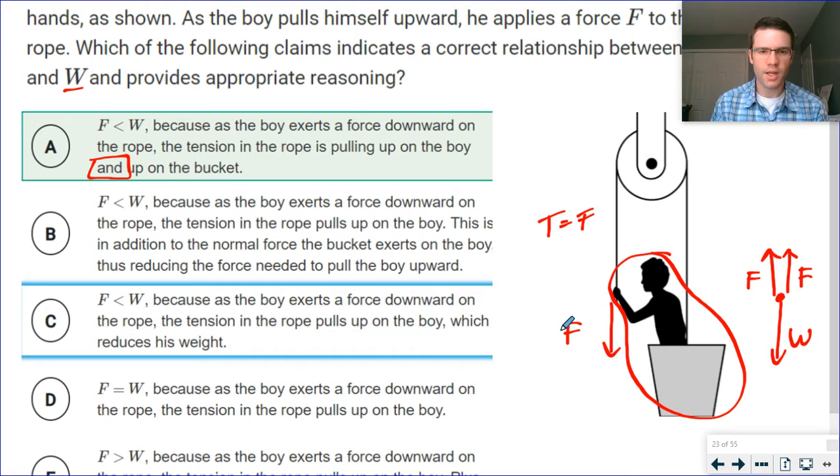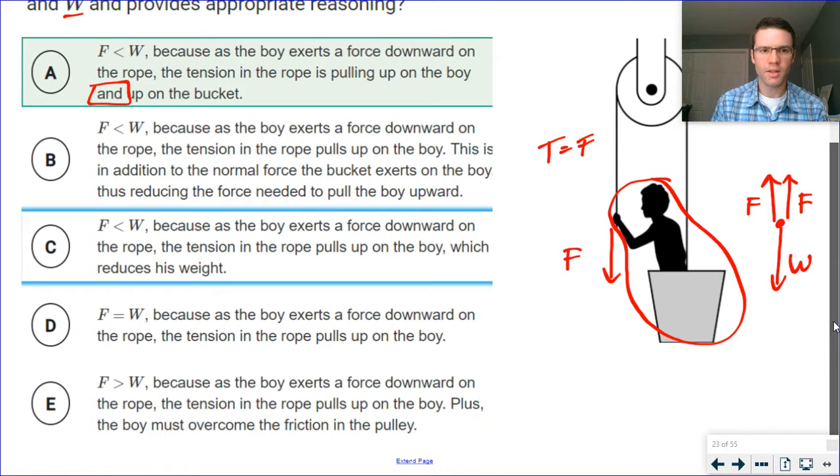F less than W because the boy exerts a force downward on the rope. Tension in the rope pulls up on the boy, which reduces his weight. His weight force is not going to reduce. This will be the same. That comes from Earth's gravity pulling on him. So it doesn't reduce his weight. It just pulls up on him. So that's incorrect. And then the other ones don't have the correct choice for the relationship between force and W.